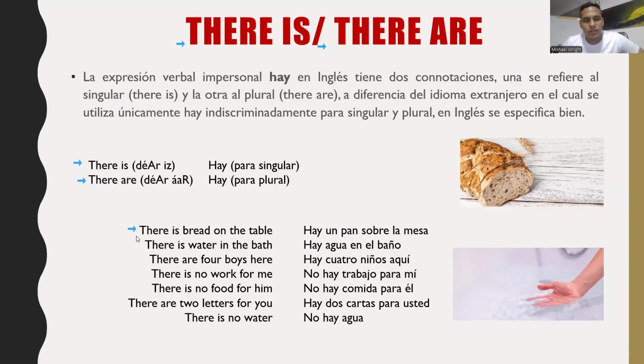So there is bread on the table. Hay un pan sobre la mesa. There is water in the bath. There are 4 boys here. There is no work for me. There is no food for him. There are 2 letters for you. There is no water.